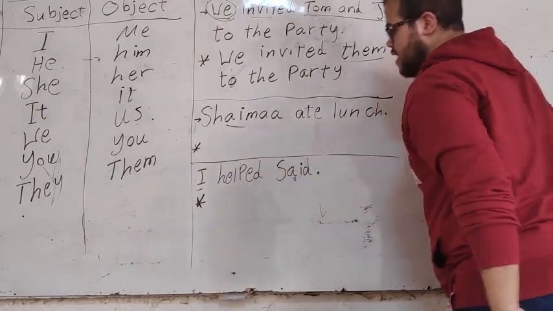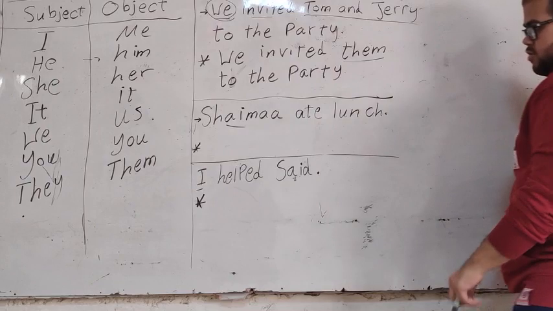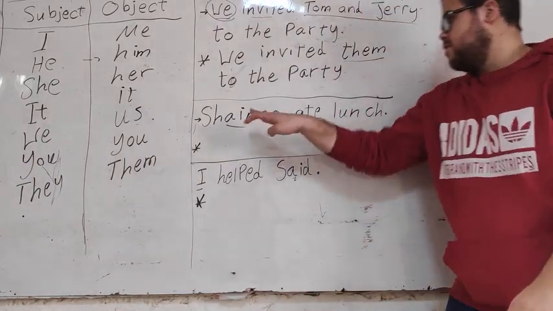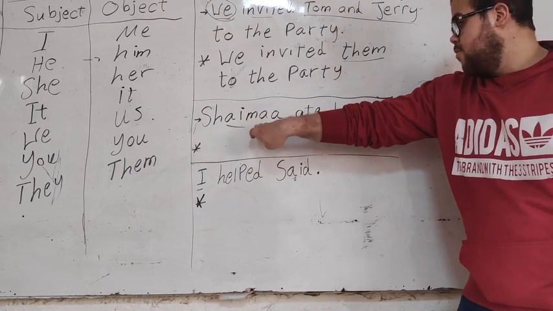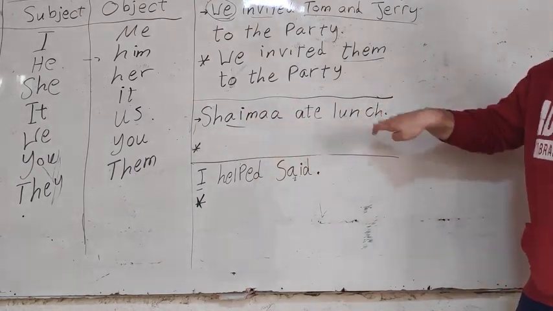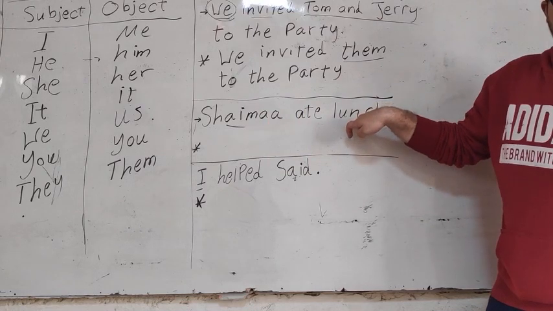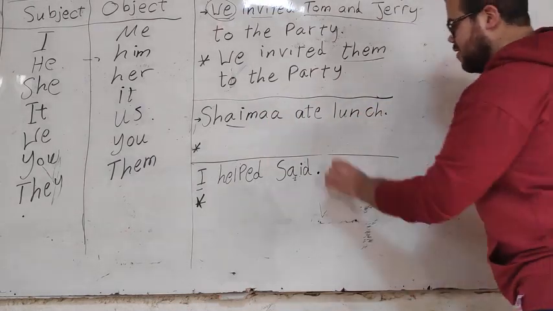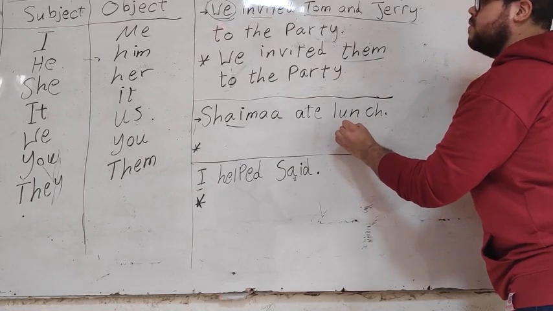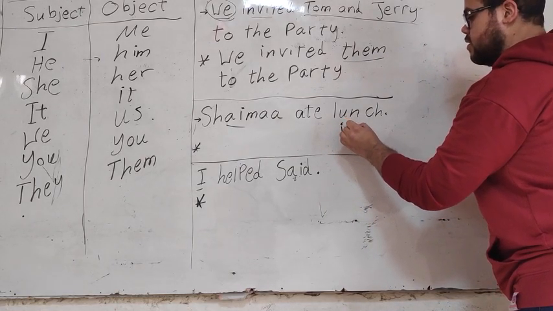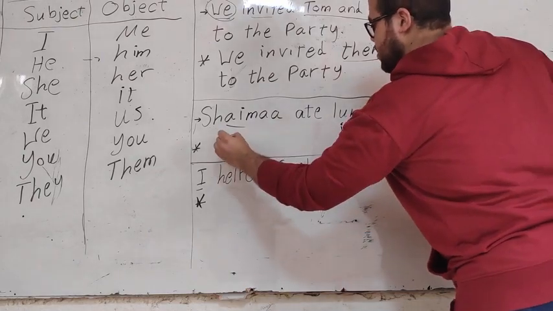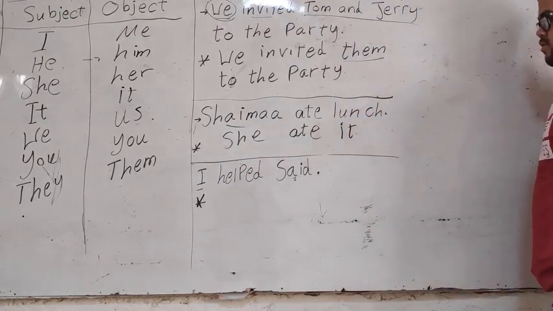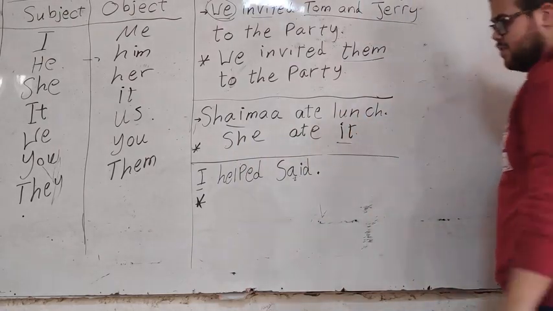Alright, another example. Shema ate lunch. So the subject is Shema, the verb is ate, and the object is lunch. Is it a person? Of course not. So we turn lunch into which one of the object pronouns? Yes, it. So I can say Shema or she ate it. She ate it.